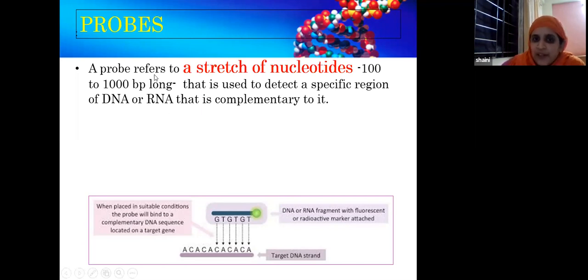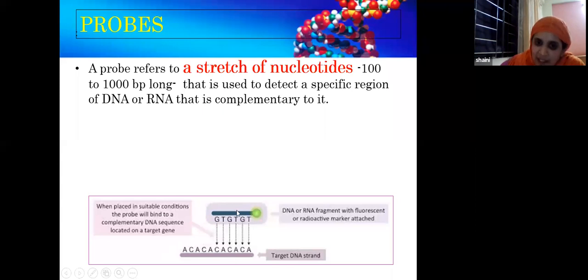So a probe refers to a stretch of nucleotides about 100 to 1000 base pairs long that is used to detect a specific region of the DNA or RNA that is complementary to it. A probe is what we add externally to the test DNA or the target DNA. When it is able to detect a complementary base pair, it will go and bind. If it does not, it will not bind.